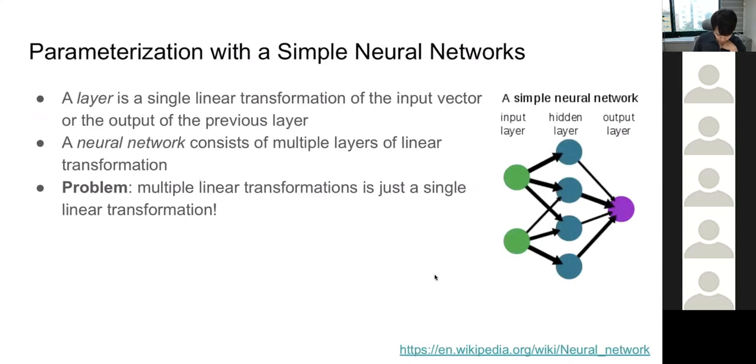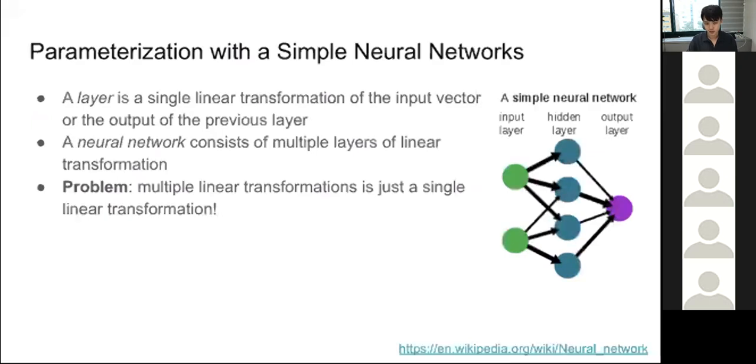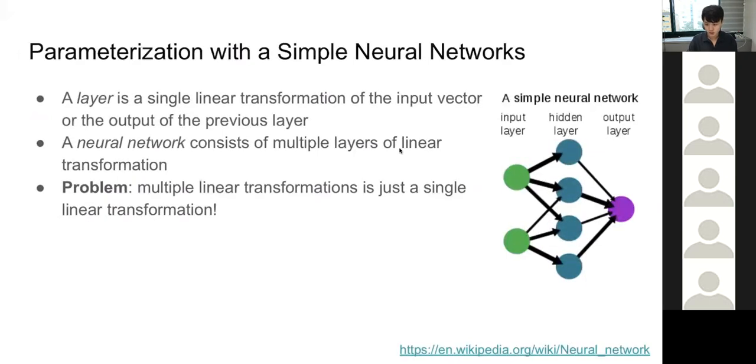And we talked about the parameterization with a simple neural network. We saw that you can create a neural network by adding a single linear transformation with some bias, but then we saw that just having many layers with only linear transformations is just one linear transformation. So we want to add something between those layers, which is the activation function that we discussed.